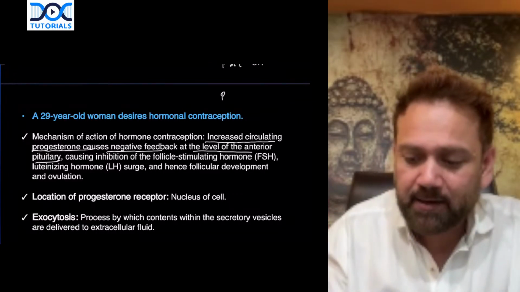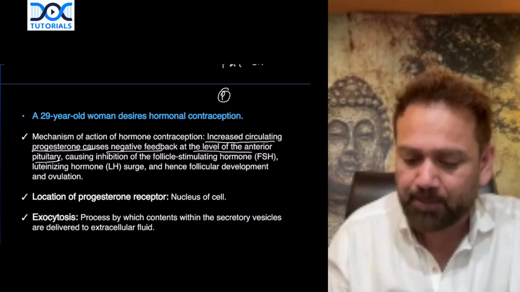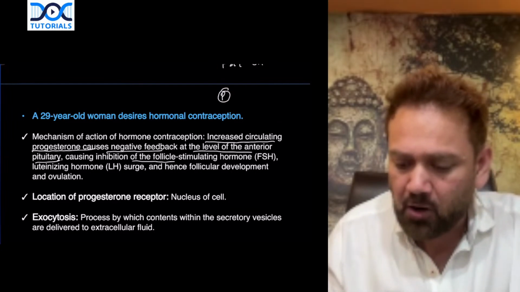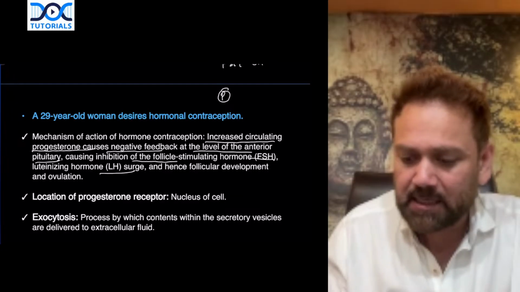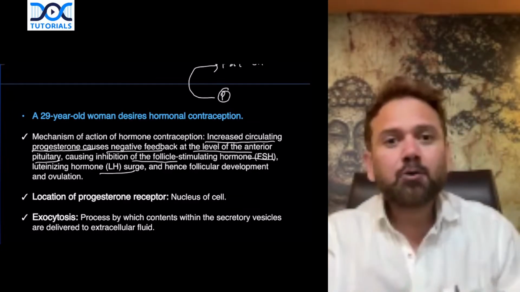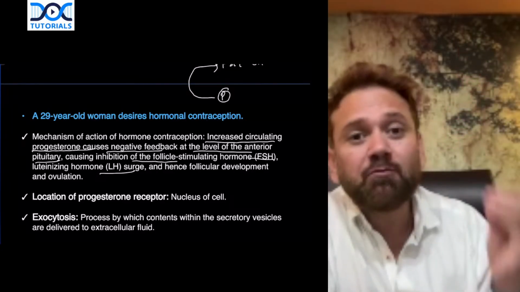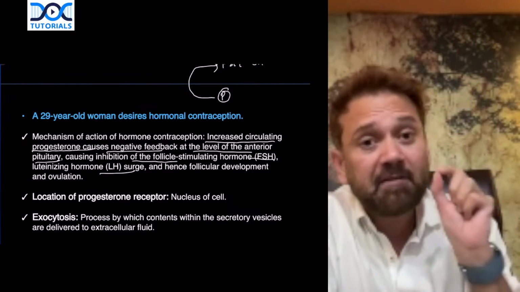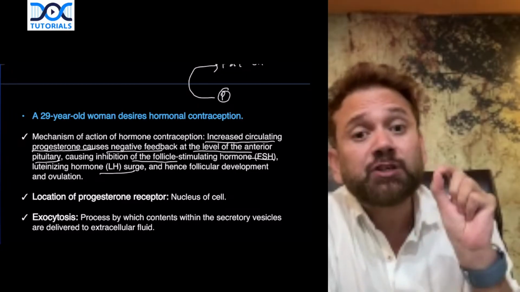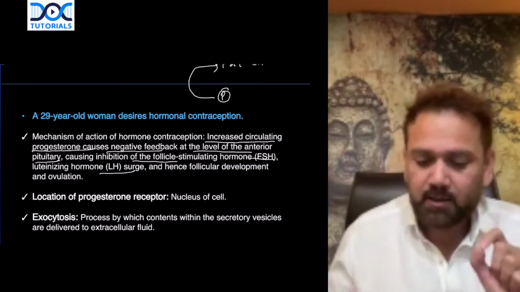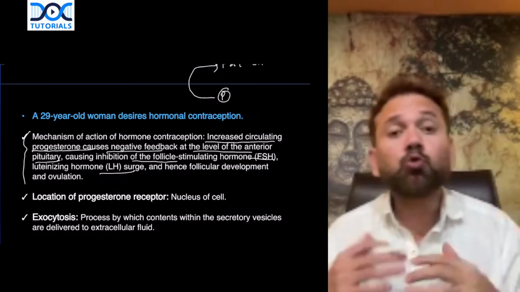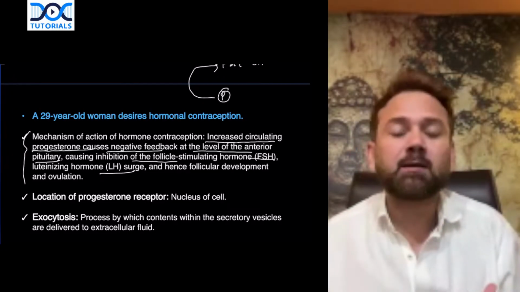Now, if there is an increased level of progesterone, what will happen? It will cause inhibition of FSH and LH surge. So it will not allow the LH surge. So ovulation will be inhibited and FSH will be less. So even oogenesis will be inhibited. So this is the mechanism, to create a negative feedback mechanism.